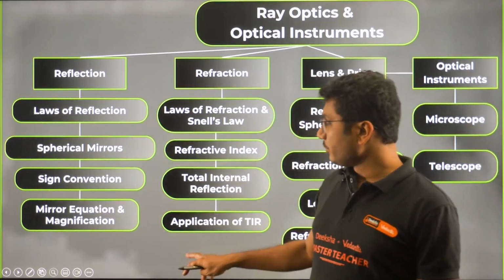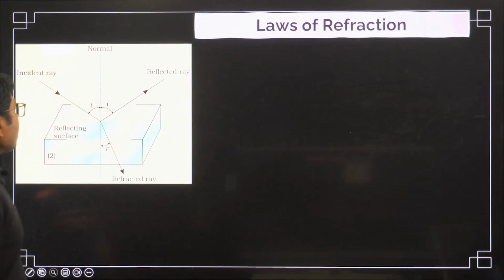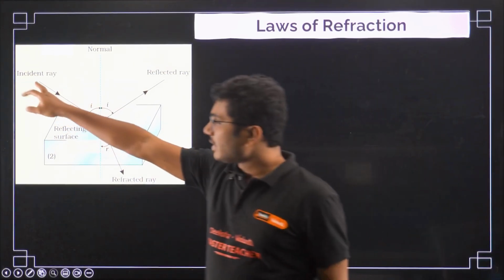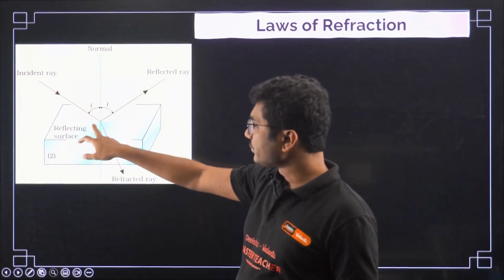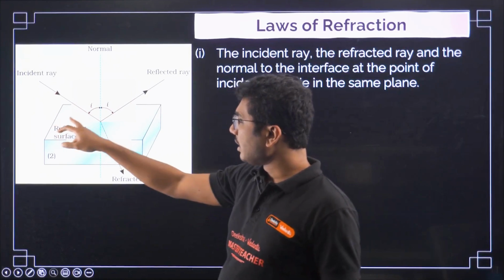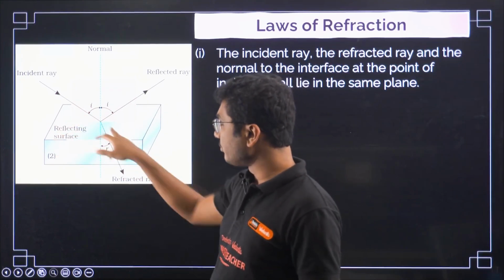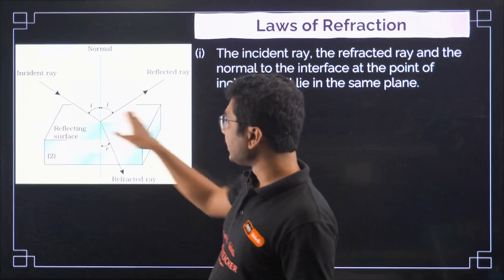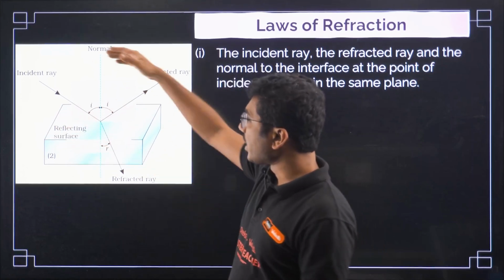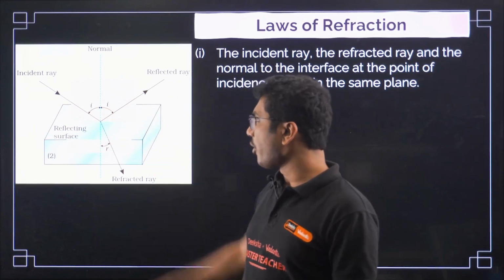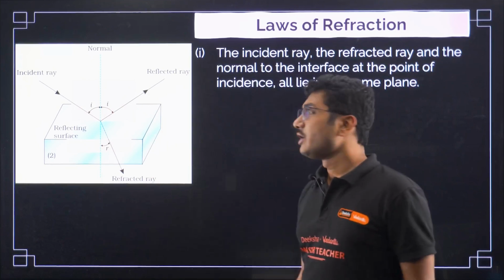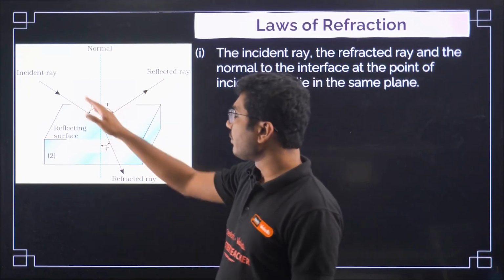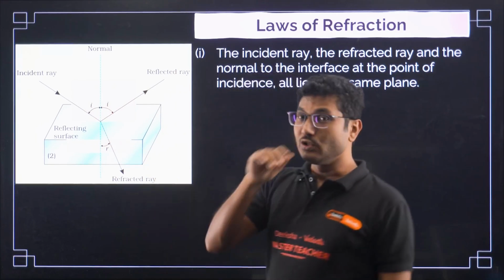Now let's continue with the lecture. First let us understand what is refraction. Here we have a ray of light falling on the plane which separates the original medium and the second medium. Once it falls on this point, part of the light will be reflected back, and part of the light will go into the second new medium.